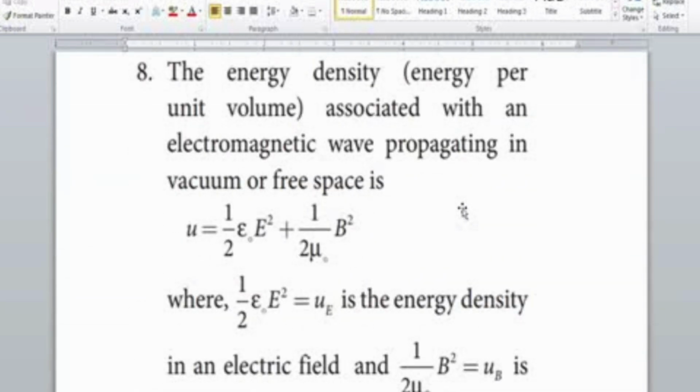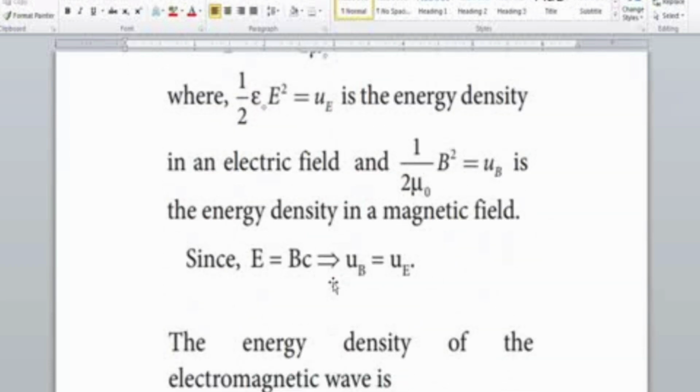Next one, that energy density, energy per unit volume associated with that electromagnetic wave propagating in the free space. Suppose you consider that electromagnetic wave we are giving that 100% energy. That 100% energy is equally divided between the electric field and the magnetic field. So 50% for electric field, 50% for magnetic field. So here that energy U equal to 1 by 2 epsilon naught E square. This is the energy of electric field. 1 by 2 mu naught B square. This is energy of magnetic field.